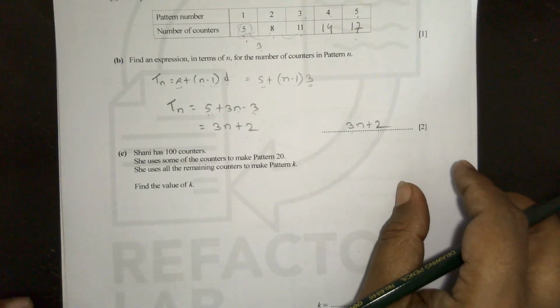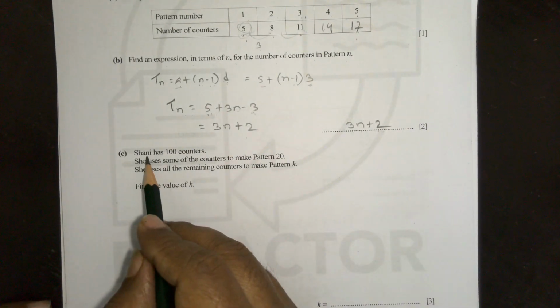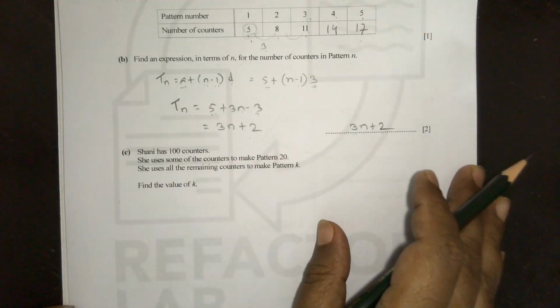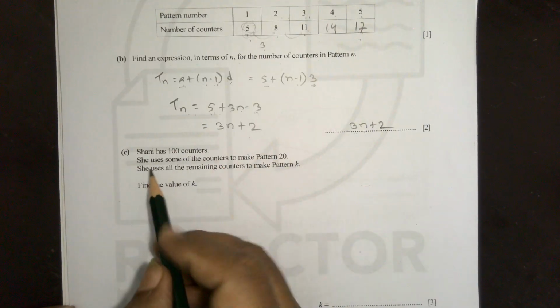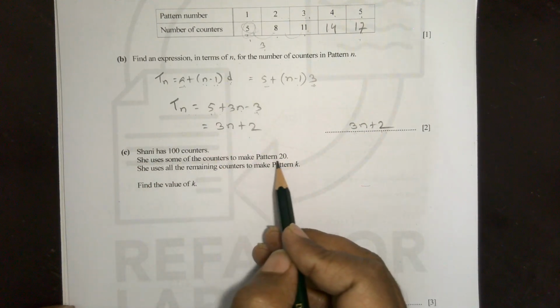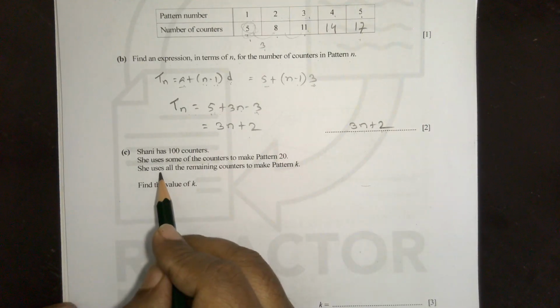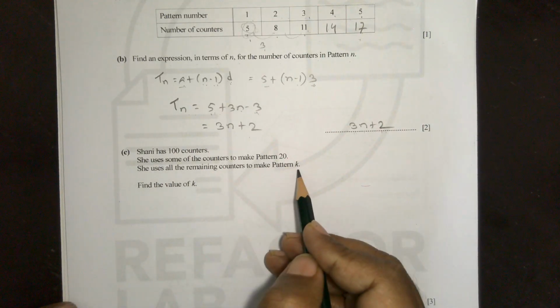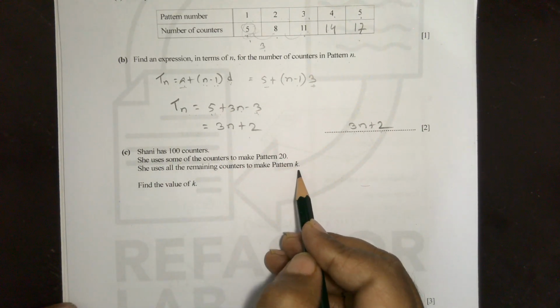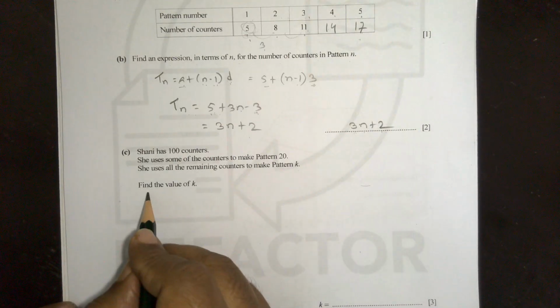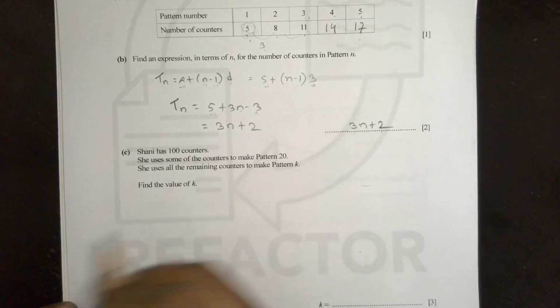You're most welcome. Now, Shani has 100 counters. She uses some of the counters to make pattern 20. She uses all the remaining counters to make pattern K. Find the value of K.